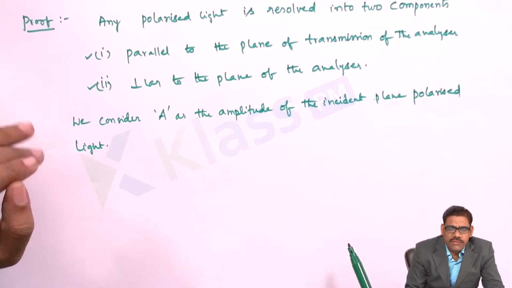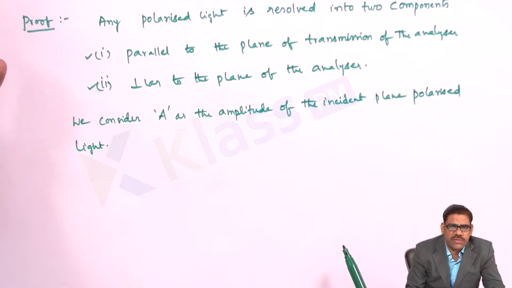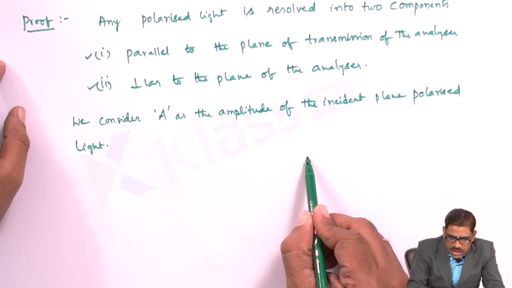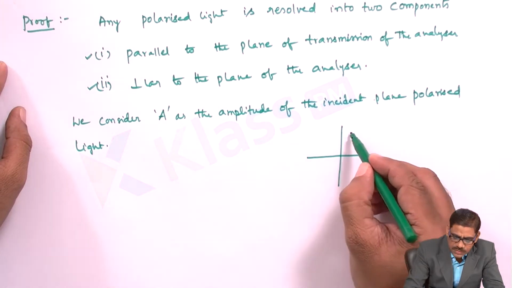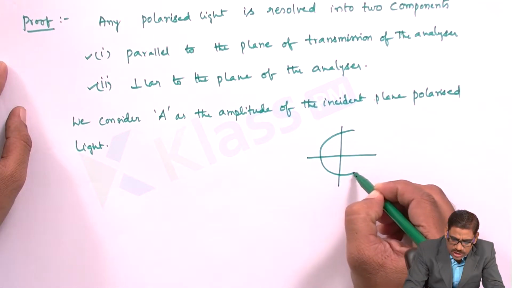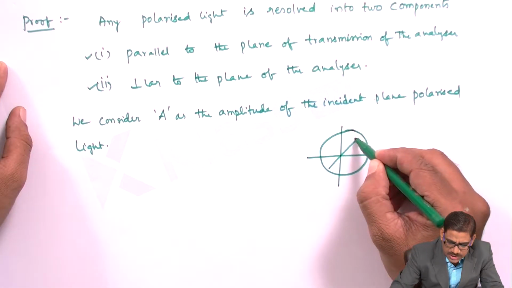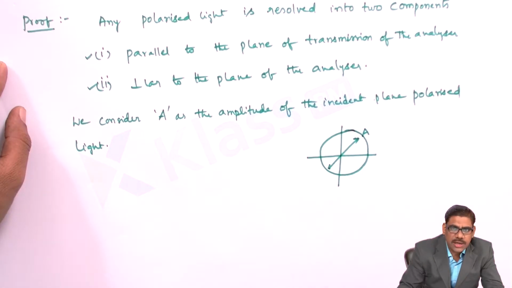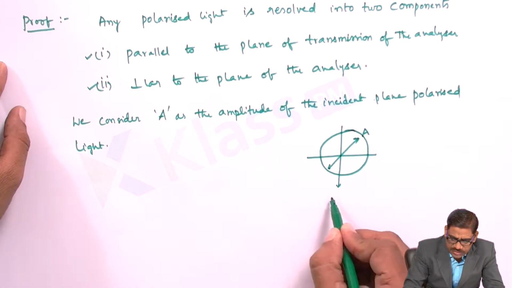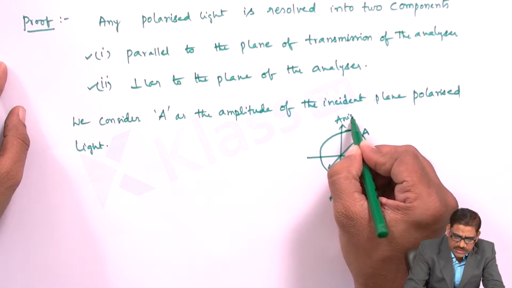Now here we are resolving it into two components, that is, with respect to the optic axis and also the analyzer axis. So here we are resolving that like this. This is the representation. Now here we are drawing a circle. This is your incident light, this amount of incident light possessing amplitude A. Now this is your analyzer axis.